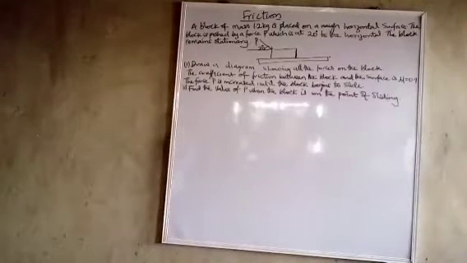A block of mass 1.2 kilograms is placed on a rough horizontal surface. The block is pushed by a force P, which is at 20 degrees to the horizontal. The block remains stationary. Draw a diagram showing all the forces on the block. The coefficient of friction between the block and the surface is 0.4. The force P is increased until the block begins to slide. Find the value of P when the block is on the point of sliding. Now this is what you have.